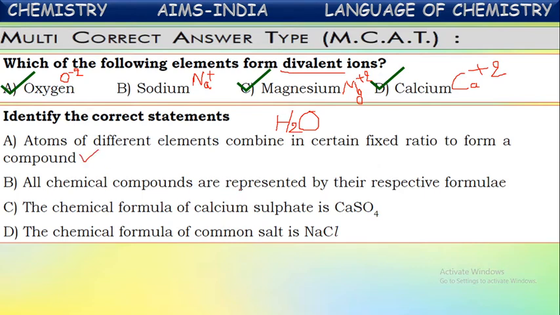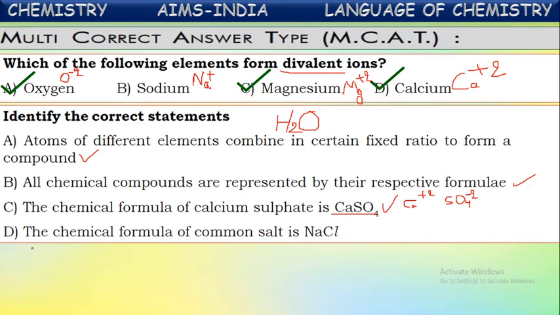Next, all chemical compounds are represented by their respective formulae. Yes, each and every compound is given a unique chemical name, and a chemical formula is given for every compound. Yes, this statement is also correct. The chemical formula of calcium sulfate is CaSO4. Yes, we know the calcium ion formula, just now we have seen, Ca plus 2, and the sulfate ion formula SO4 minus 2. When you combine these two ions by using the crisscross method, we finally get CaSO4 as the formula of calcium sulfate. So this statement is also true.